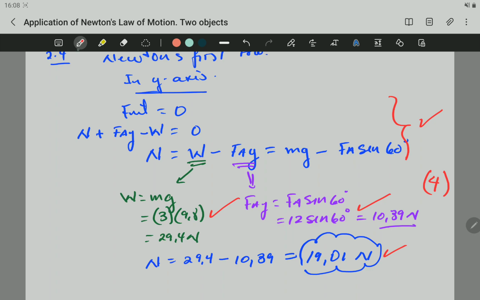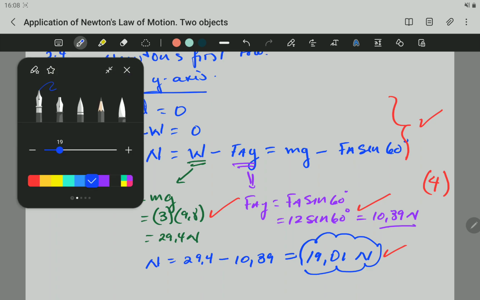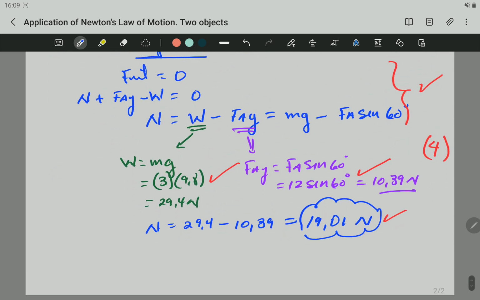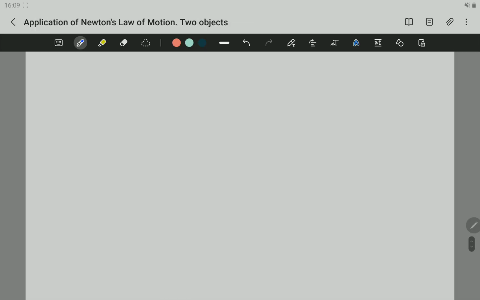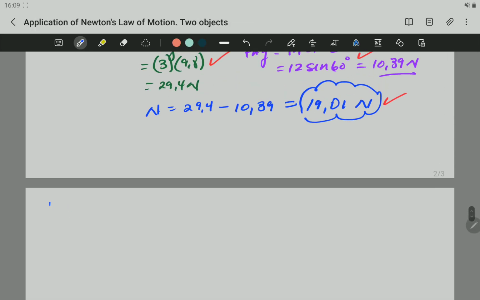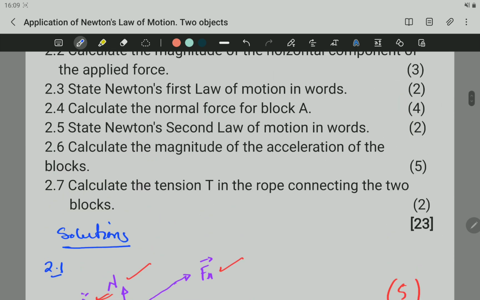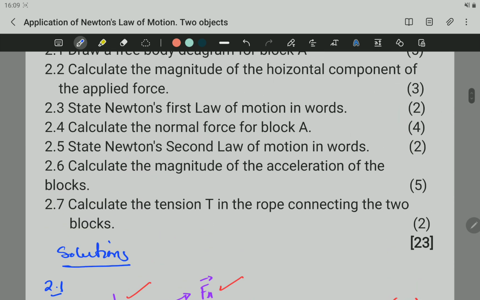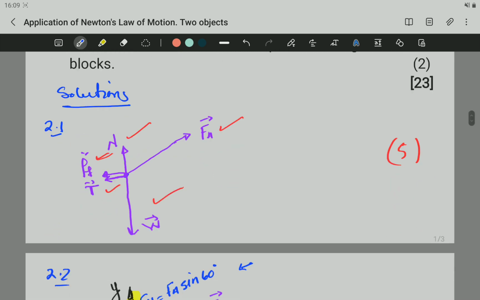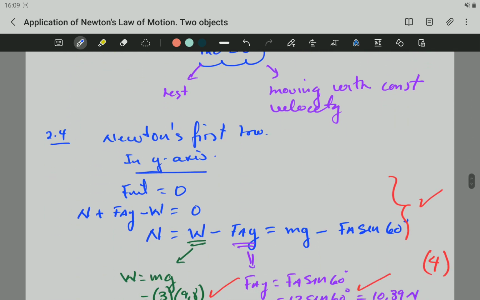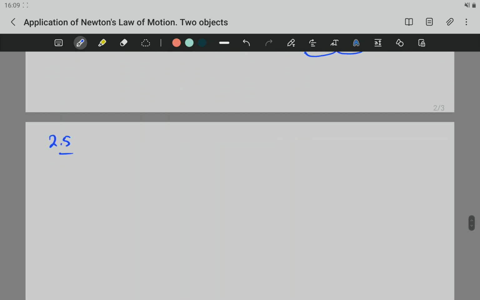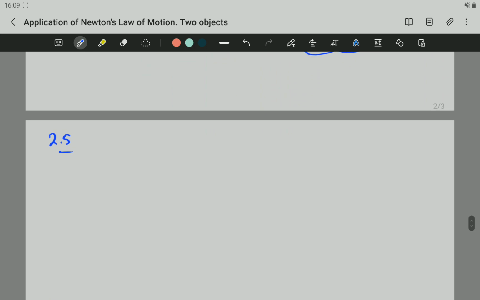Let's go to question 2.5. Question 2.5. Now question 2.5 says, state Newton's second law of motion in words. Okay? So I'm going to quickly write Newton's second law of motion in words, and then I'll be back with you.